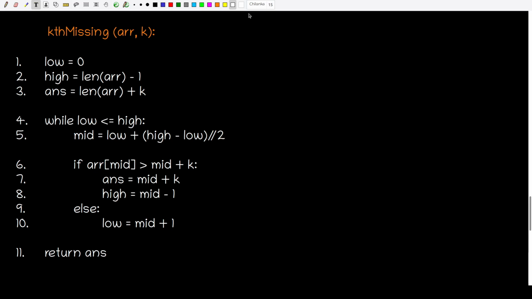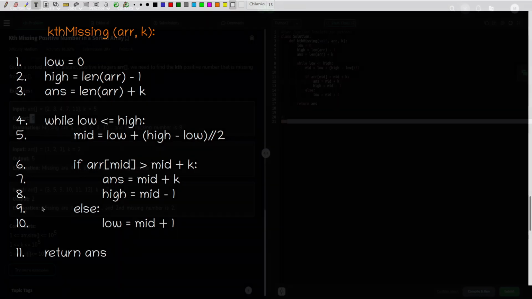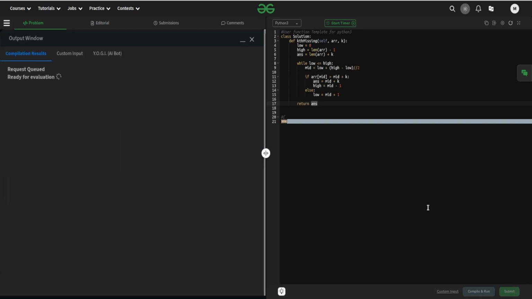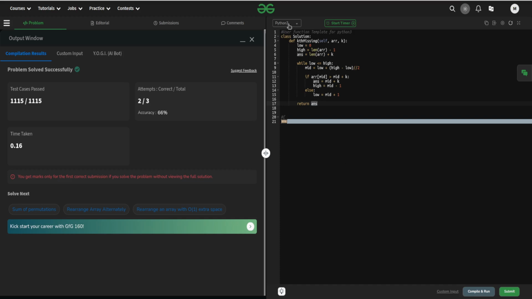Now let us see how we have implemented this in Python and C++. So first let us look at the Python implementation. Over here, low equals 0, high is equal to length of array minus 1, and answer is equal to length of array plus k. Then we are applying binary search in order to find the first element such that arr[mid] is greater than mid plus k. If that is the case, then answer is equal to mid plus k and high is equal to mid minus 1. Otherwise, low equals mid plus 1. Towards the end we are returning answer. So that's the Python implementation, folks. Now let us submit our solution. So our Python solution got accepted.